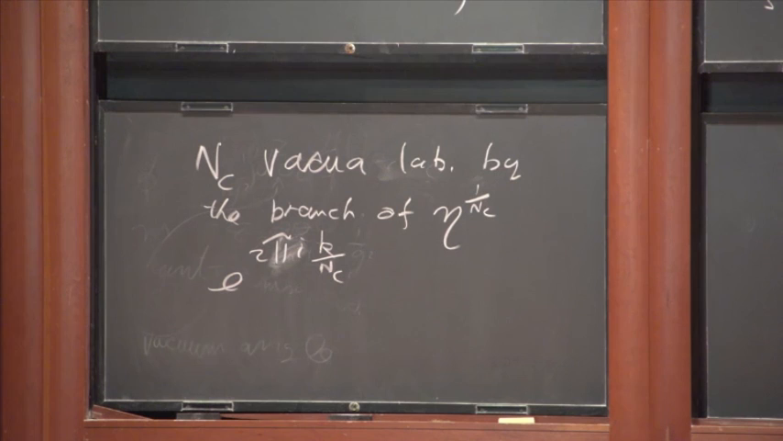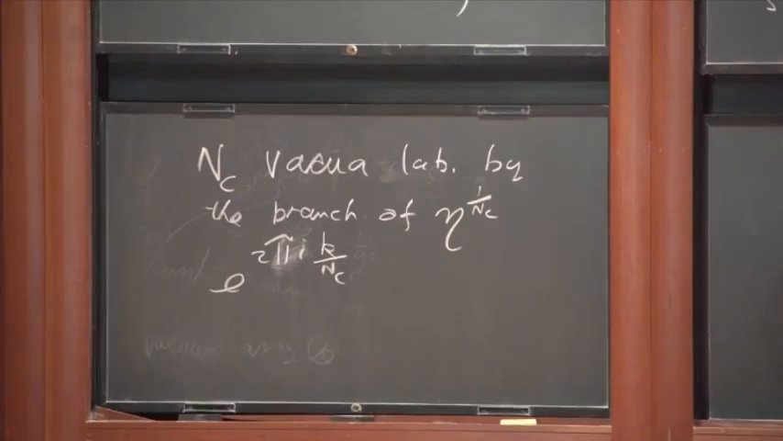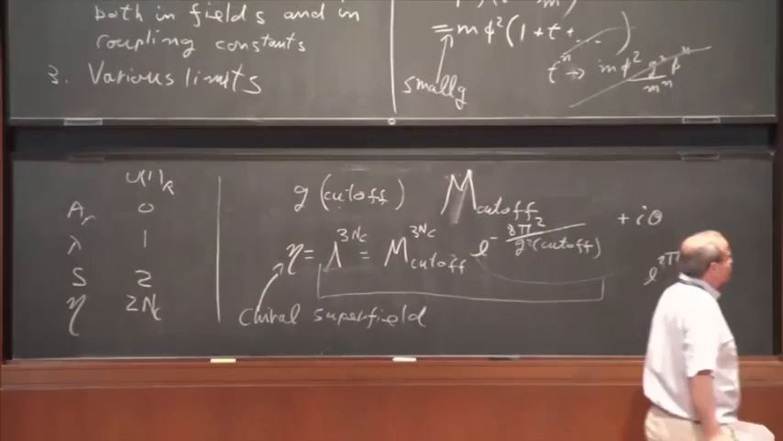Can we break this Z2 symmetry? Any suggestion? Well, let's see what this Z2 symmetry does. This Z2 symmetry flips the sign of the gaugino. Therefore, it's the same as a 2 pi rotation. So this symmetry is really part of the Lorentz group.